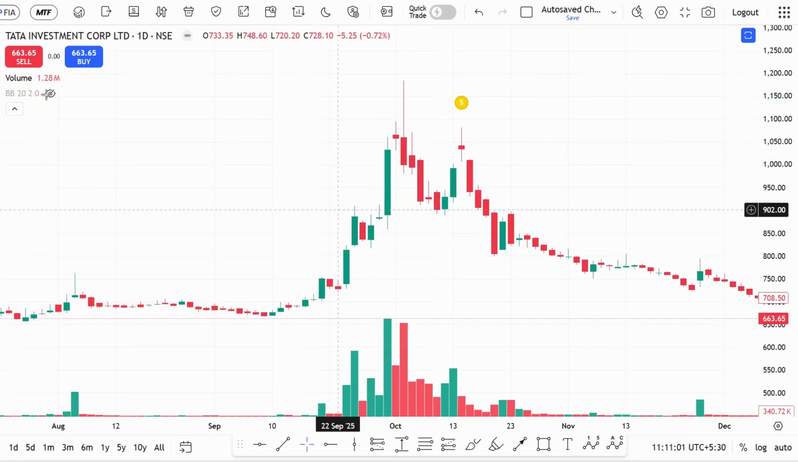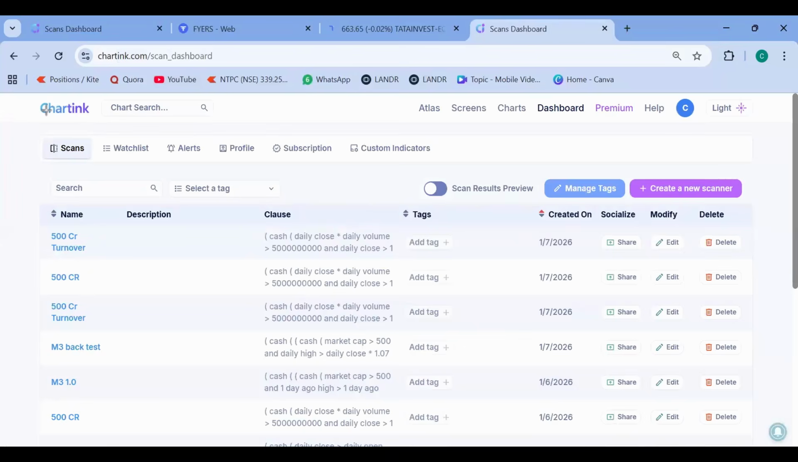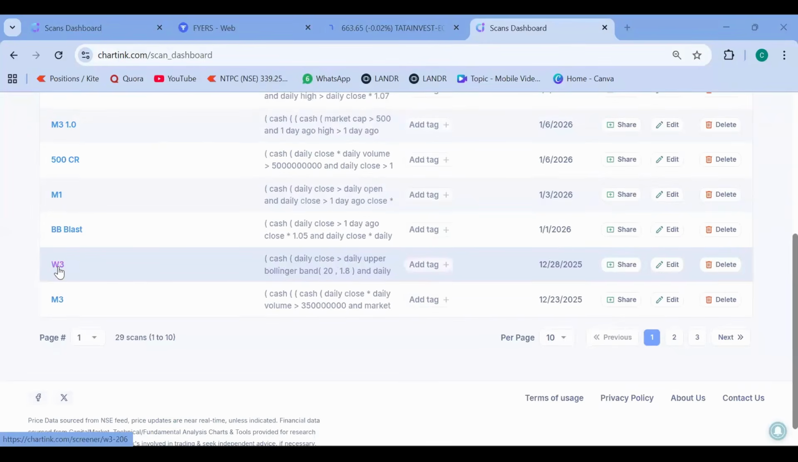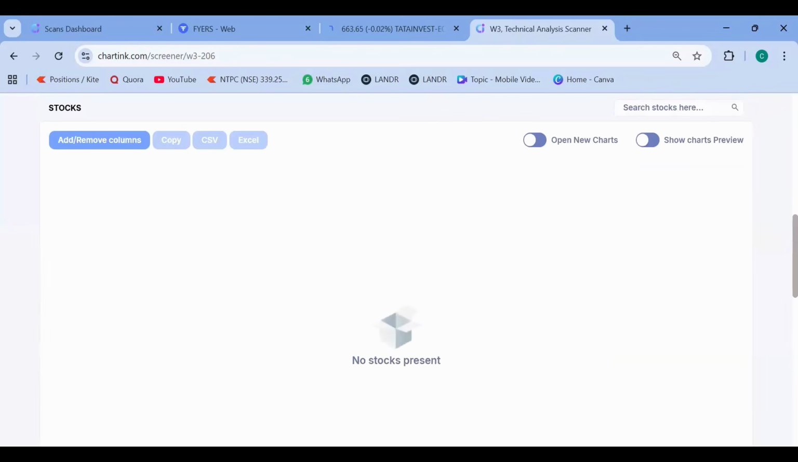The majority of you guys know a tool called Chartink. Okay, so Chartink is one of the best tools in India which provides scanners for free. And if you see here, I have built a scanner named W3. W3 is a shortcut which I have kept. It's nothing but a wave 3 scanner. If I click on wave 3, this is a scanner which I have built, and as of now, yesterday we found no stocks opportunity.